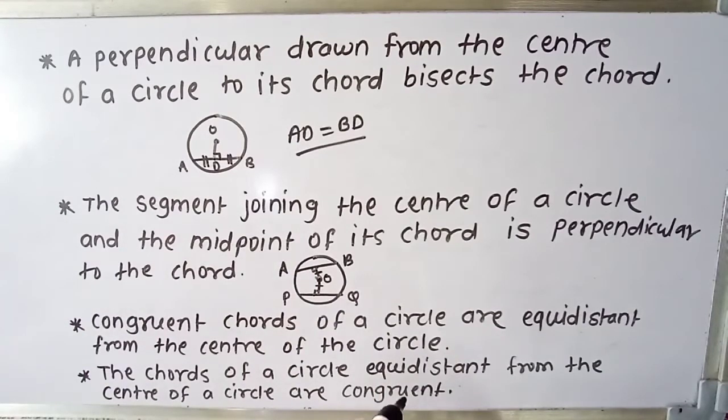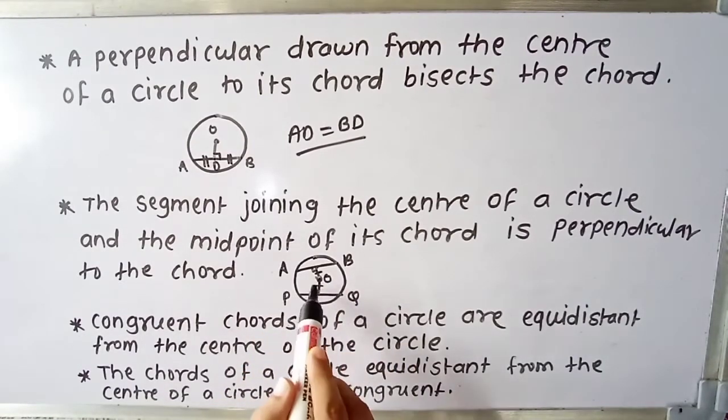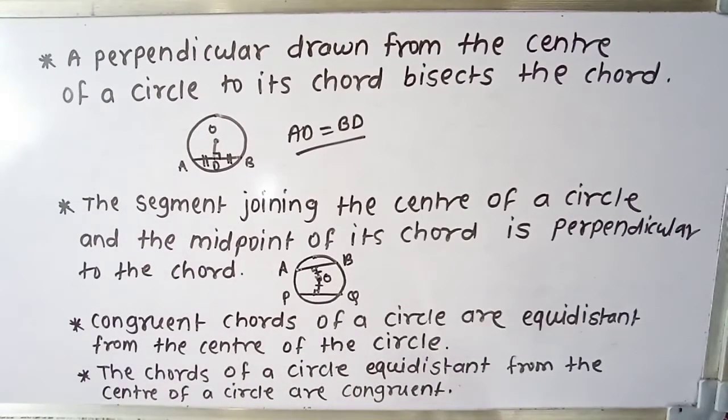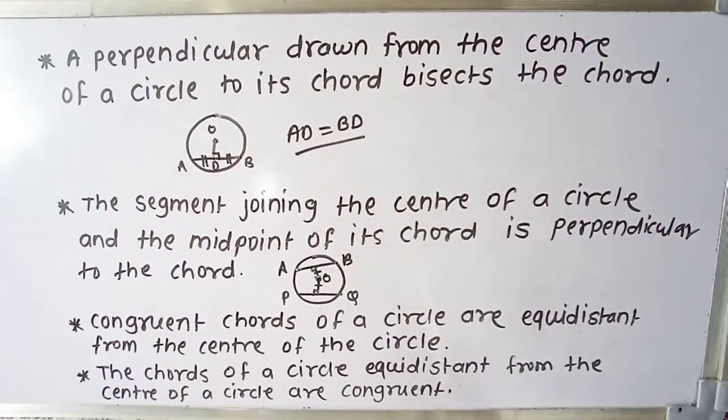The chords of a circle equidistant from the center of a circle are congruent. This is the converse of the first one. Suppose the opposite is given: AB and PQ are chords which are equidistant from the center of a circle, then they are congruent to each other. So write all these things as a prerequisite in your notebook, so that you will understand the concepts and you can recall the previous theorems also.